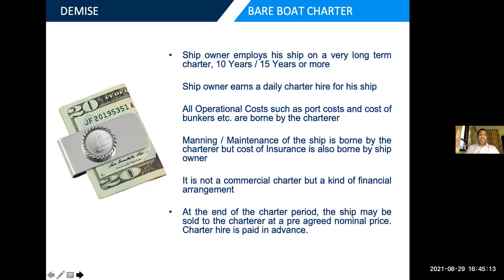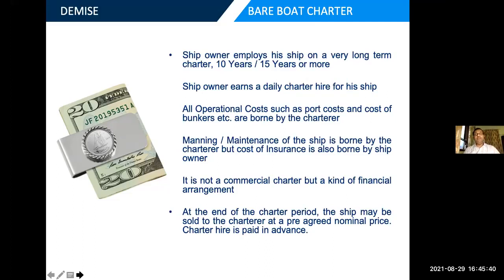of time, after the bareboat charter period is over, the ownership of the ship changes from the ship owner to the charterer. The ship is not only given technically and commercially to the charterer, even the ownership is transferred to the charterer after getting a lump sum money. Okay, I'll tell you how this operates.